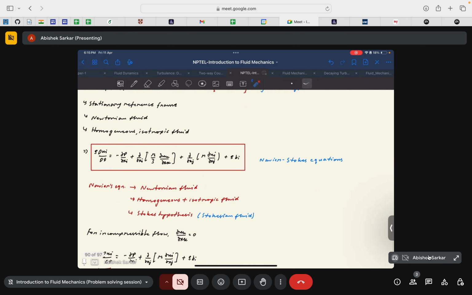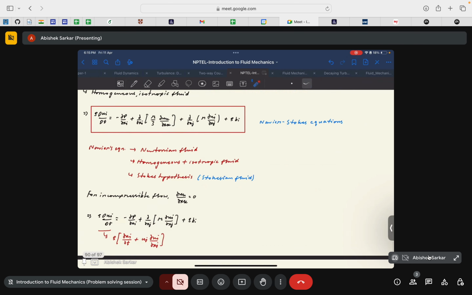So this is the general form of the Navier-Stokes equation, where we start from the Navier equation or the Cauchy's momentum equation and impose the assumption of Newtonian fluid, homogeneous isotropic fluid, and the Stokes hypothesis, that is Stokesian fluid.